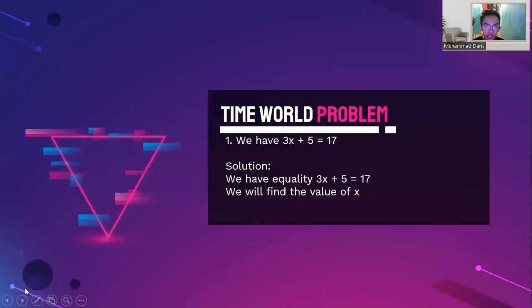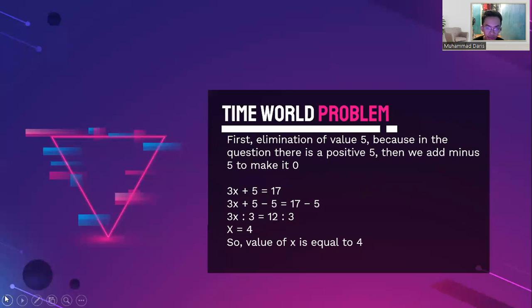Next, I will explain about the word problem. Okay. In this word problem in the video, we have 3x plus 5 is equal to 17. So since we have the equation 3x plus 5 is equal to 17, we will find the value of x. Okay. First, elimination of the value 5, because in the question it is positive, then we add minus 5 to make it 0.